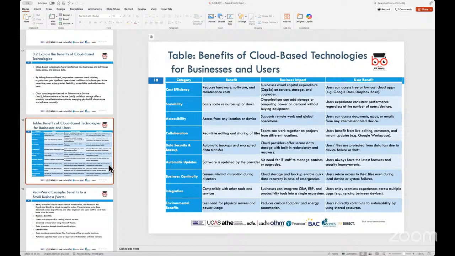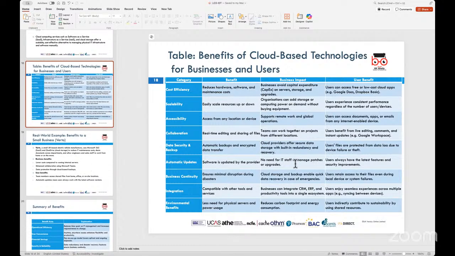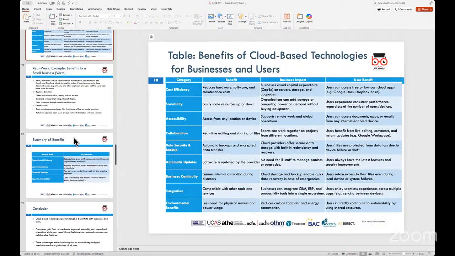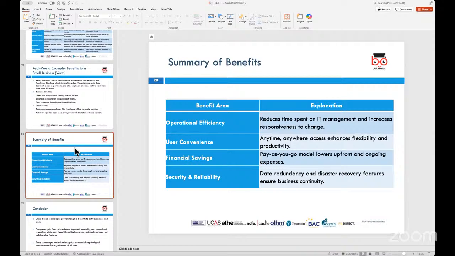So there are a variety of benefits that I've listed down here, which are benefits for business as well as users, and they would generally be covering, for example, the second assessment criteria, which talks about benefits of cloud-based technologies. Now, a summary of these benefits: there are four types: operational efficiency, user convenience, financial savings, and obviously security and reliability.